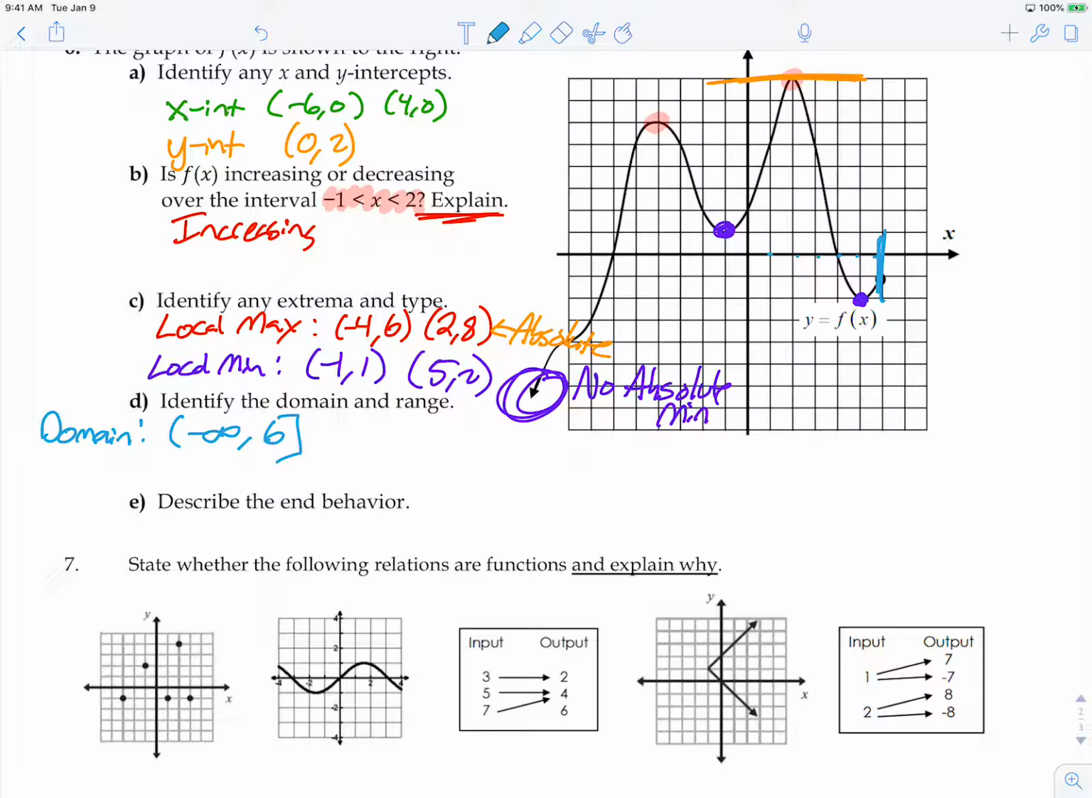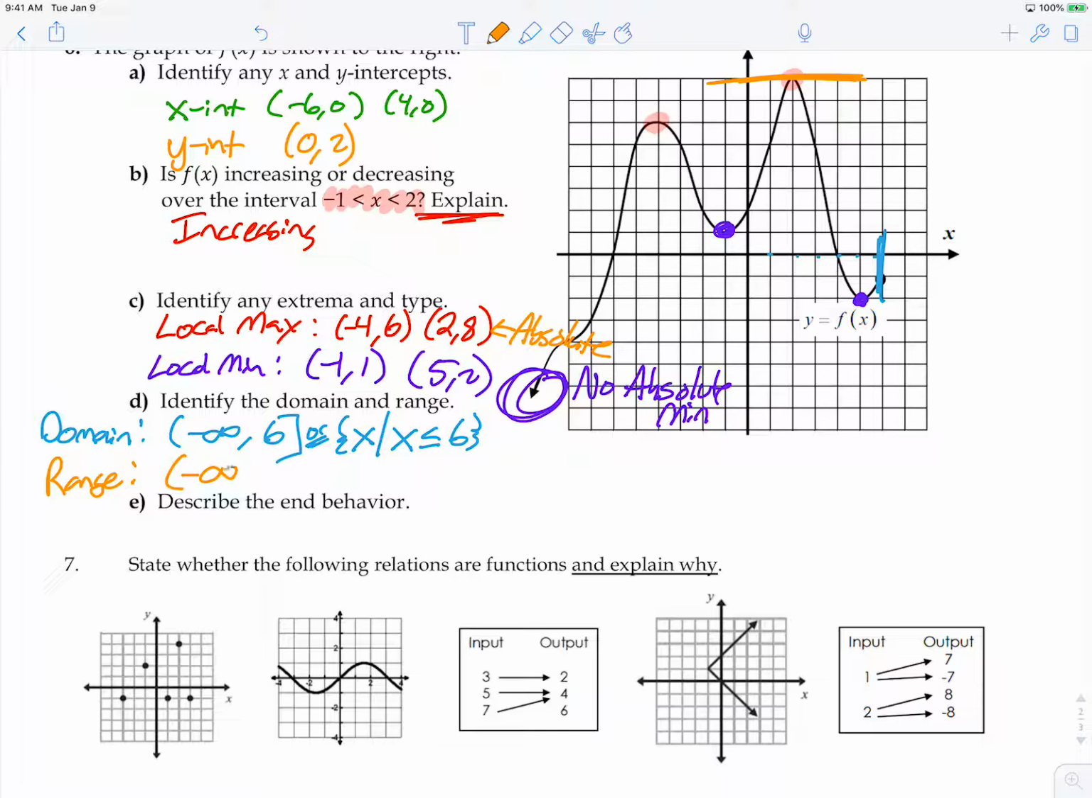Now, you could write this also in set notation, which is going to be using an inequality. So you could have also written it as the set of x's such that x is less than or equal to 6. So that is another way of writing the domain. Kind of just depends on which one you prefer. I would take both.